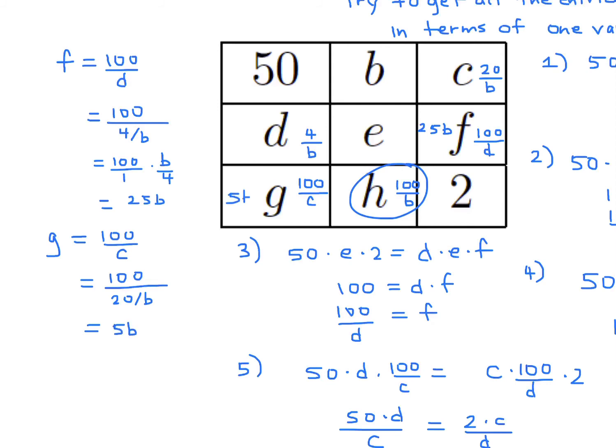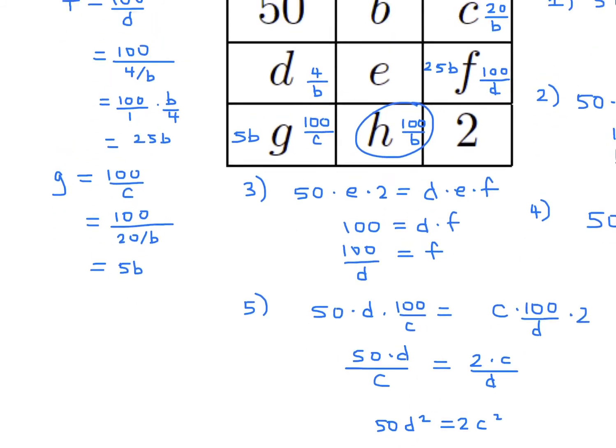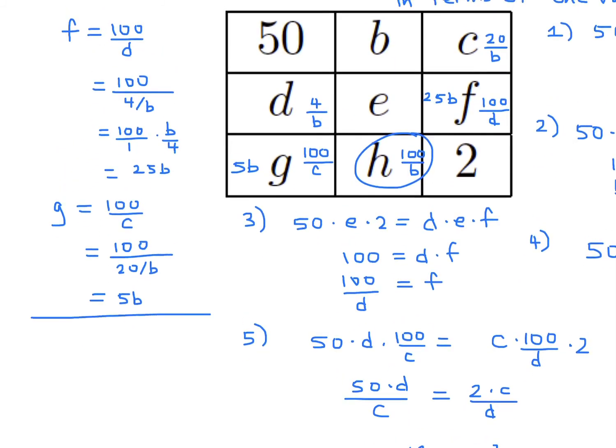So I'll put 5b in there. And now do we have everything in terms of b? I believe so. We just have to figure out e. E is the only one we don't have. Okay, that shouldn't be a problem.